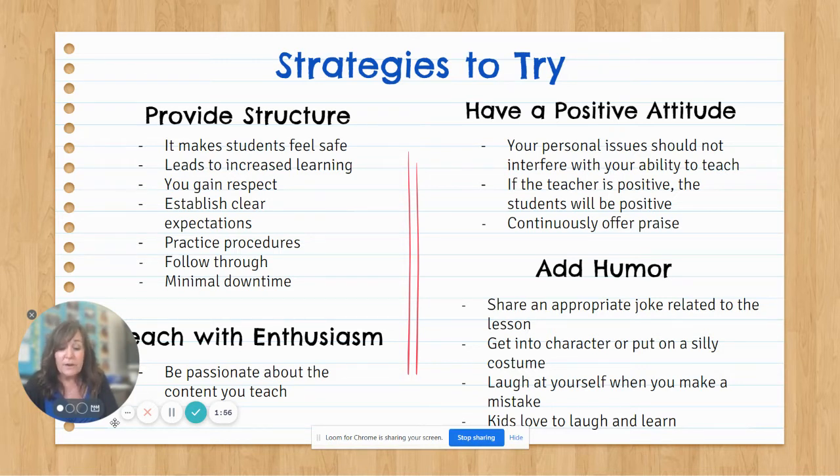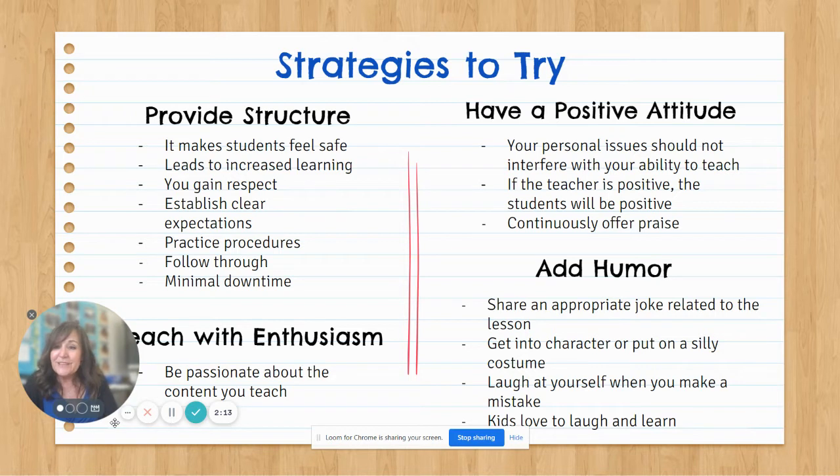It's equally critical that students see you follow through when boundaries are overstepped. Finally, a structured classroom is one with minimal downtime. Each day should be loaded with engaging learning activities with little or no downtime.